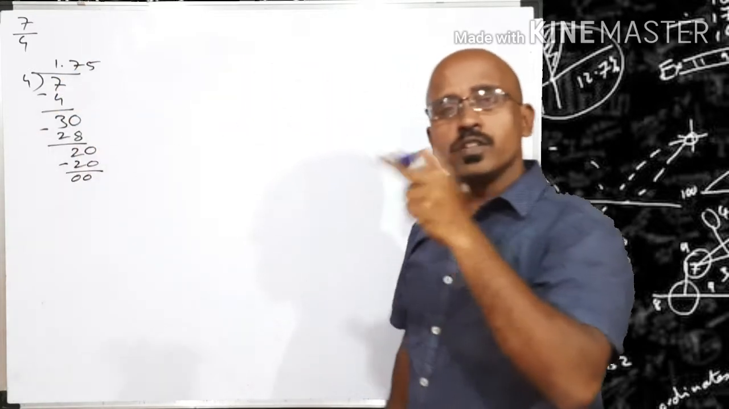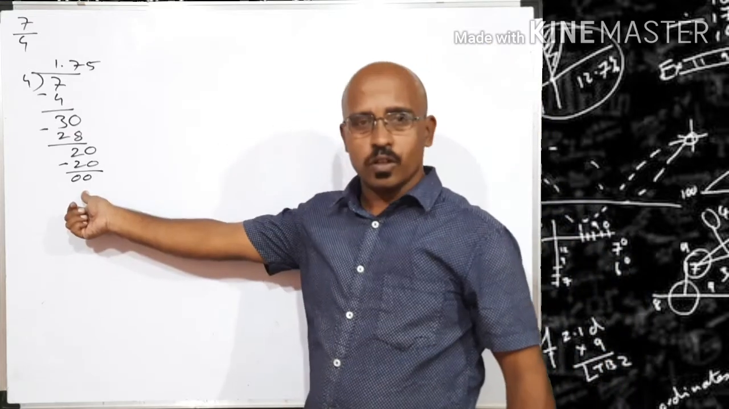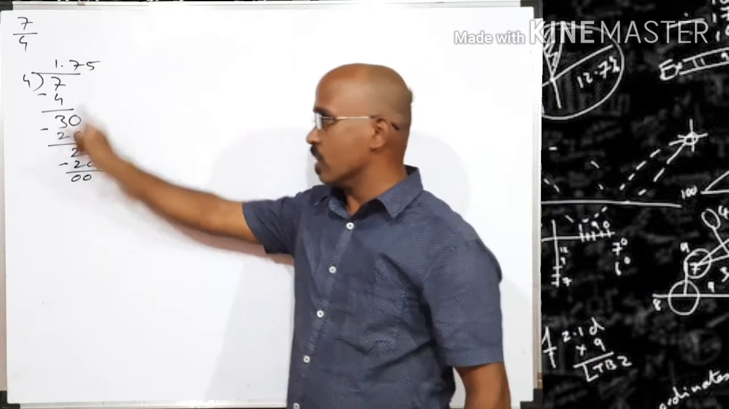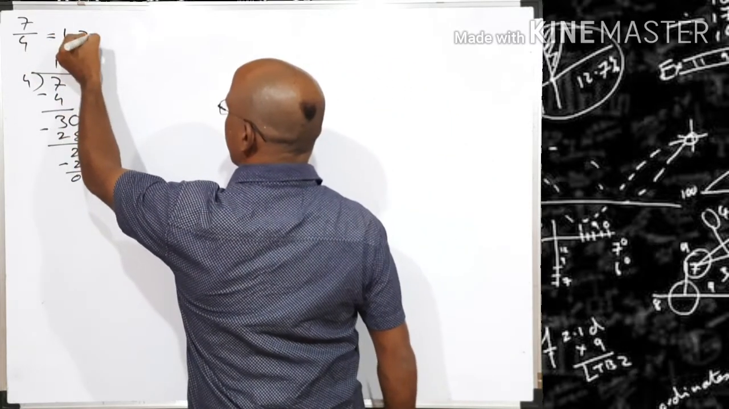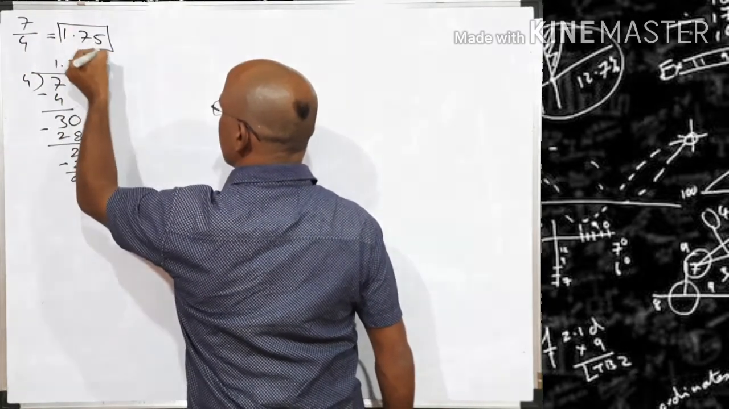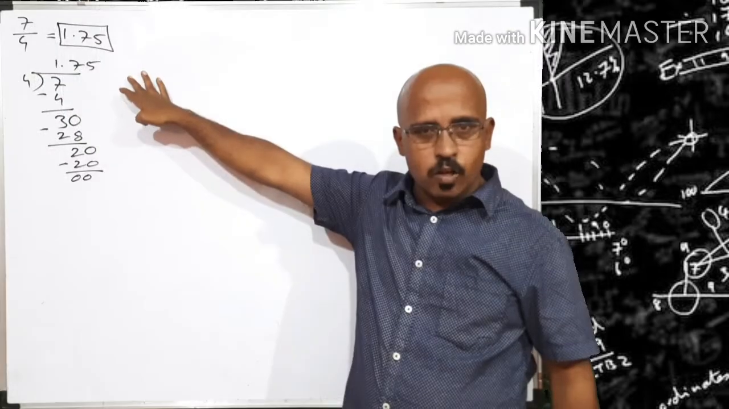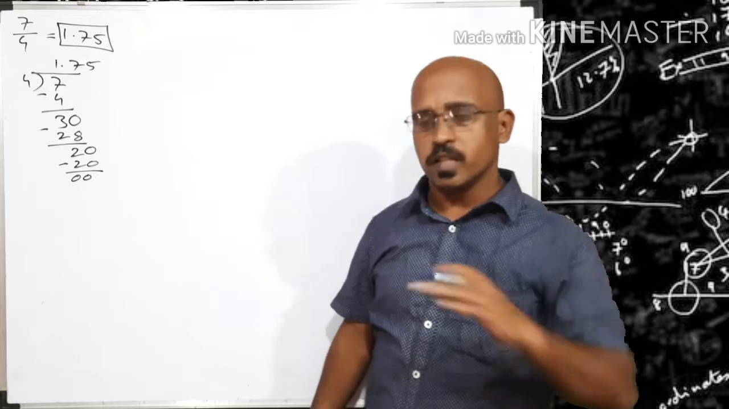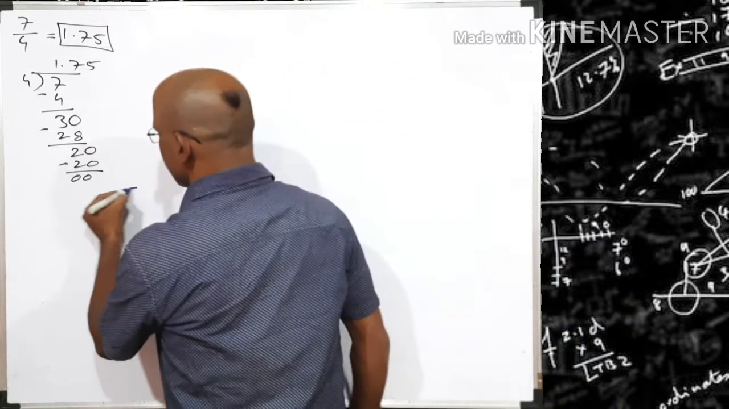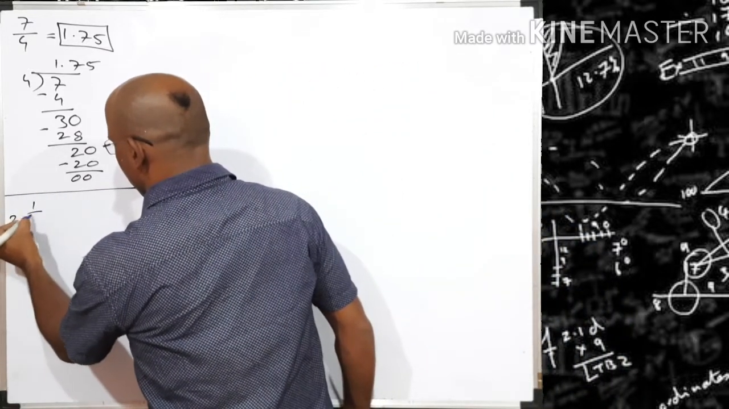So we continue the process till the remainder is equal to 0. That is our traditional way. So 7 upon 4 is equal to 1.75. Clear friends? I hope it is crystal clear. Now let us see one more example. Suppose the question is 2 completed 1 upon 5.